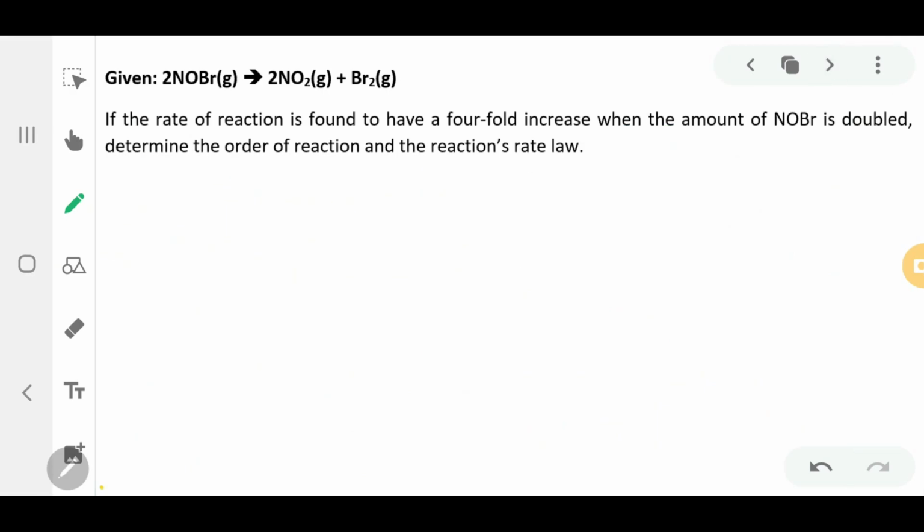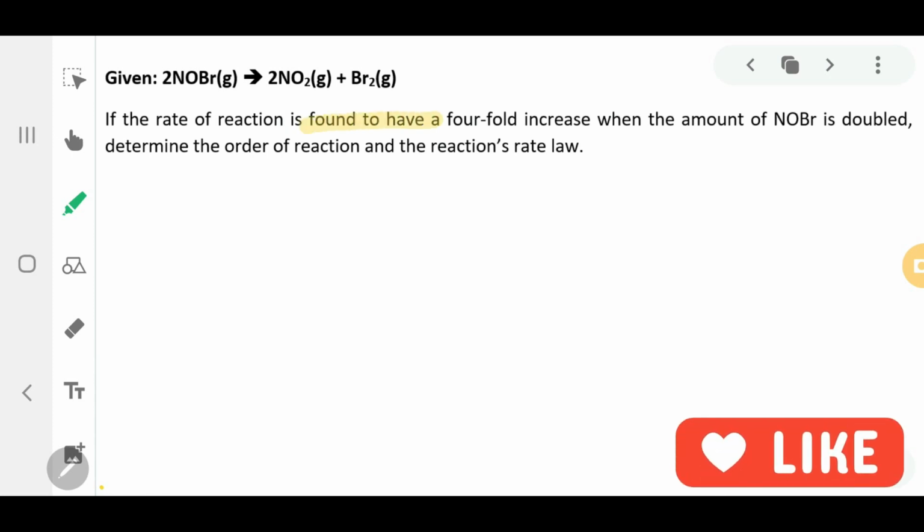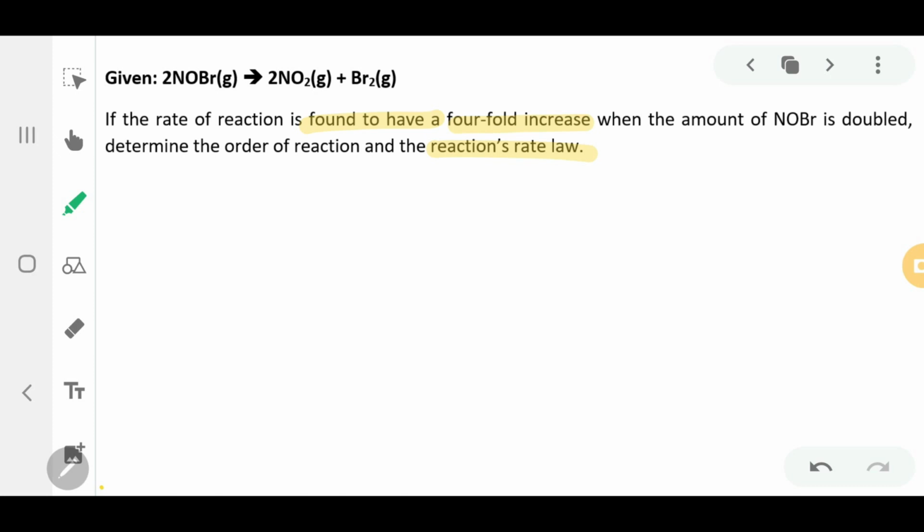Okay, so next question, the last one for this video. Given 2NOBr gas decomposes into 2NO2 gas plus Br2 gas, and the reaction is found to have a 4-fold increase, we need to find out what the rate law is for this reaction. This is an example of a HOTS question.